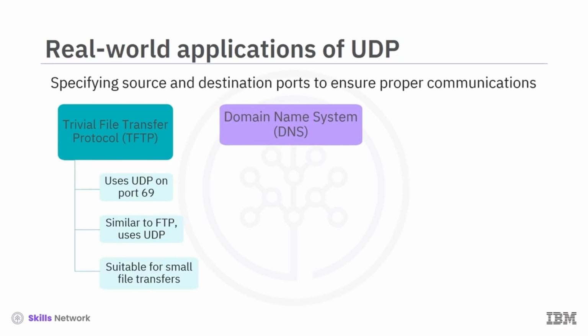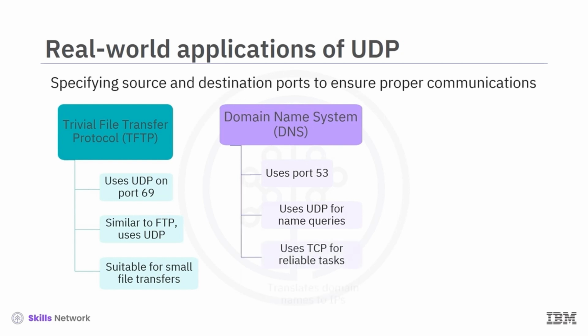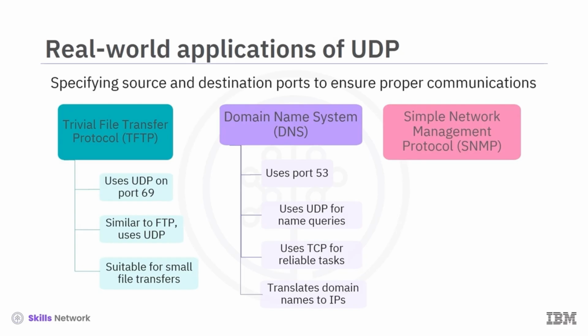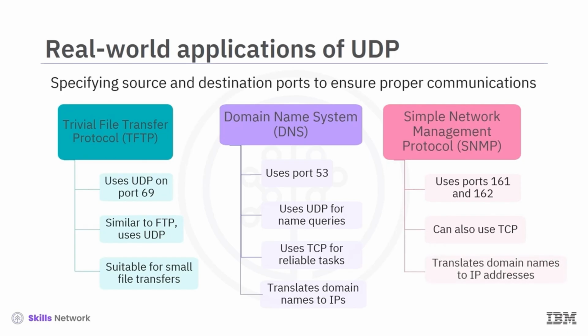DNS, the Domain Name System, uses port 53. It uses UDP for its name queries. However, DNS might use TCP for less common tasks. DNS commonly translates domain names into IP addresses. SNMP, the Simple Network Management Protocol, uses ports 161 and 162. It is uncommon, but SNMP can also use TCP. SNMP translates domain names to IP addresses to monitor and manage network devices.